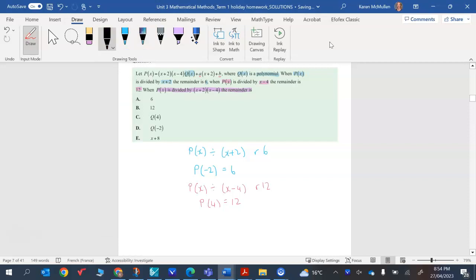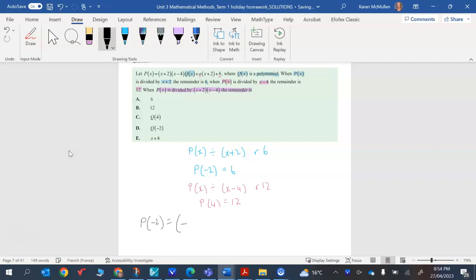First of all, I'm going to do p of negative 2. I've just used the remainder theorem here. I'm not going to go into it in too much detail because you should know about it, but if you're a bit unsure, then make sure you review that. So p of negative 2. I'm basically just substituting in negative 2 everywhere I see x.